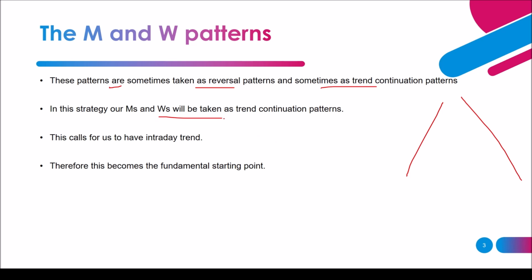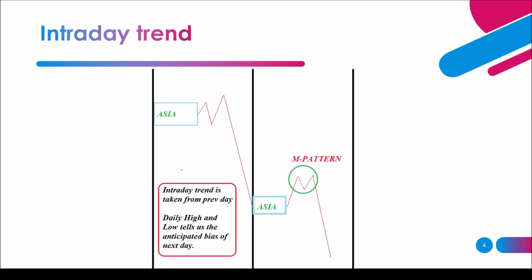That is, we need to trade them in line with the trend that has been issued. So this calls for us to have an intraday trend. We need to actually know the intraday trend. Therefore, this becomes the fundamental starting point: to determine the intraday trend. If we are in front of the charts, we need to know, is our trend in an upward direction or in a downward direction? And we do this by the following technique.